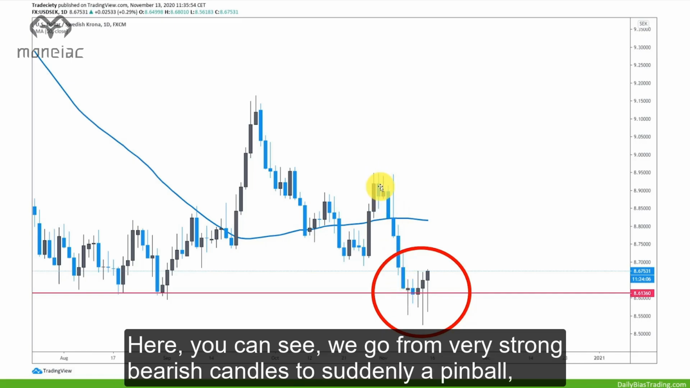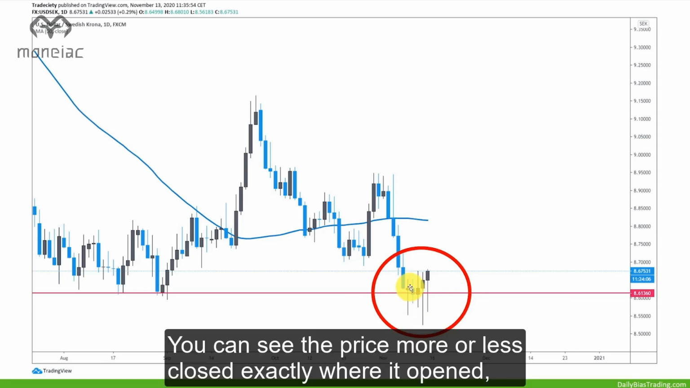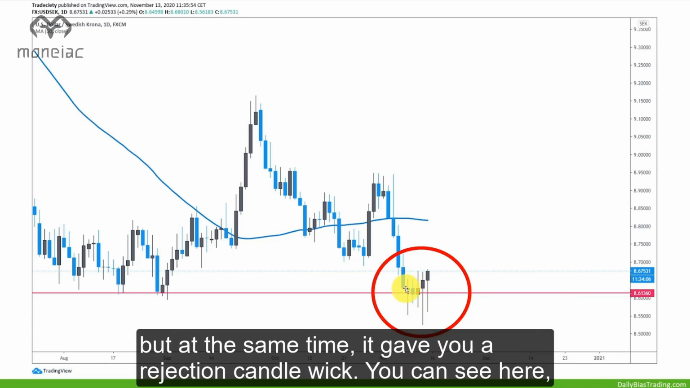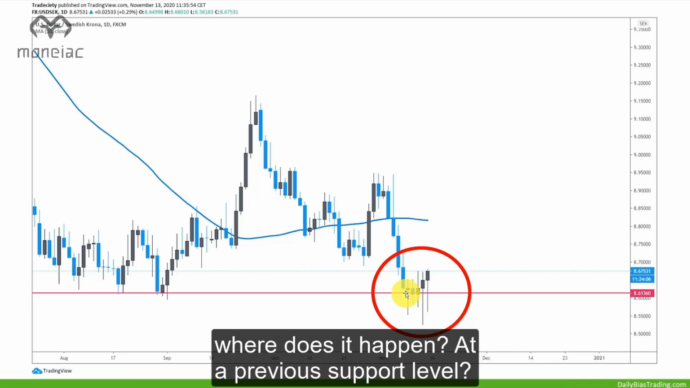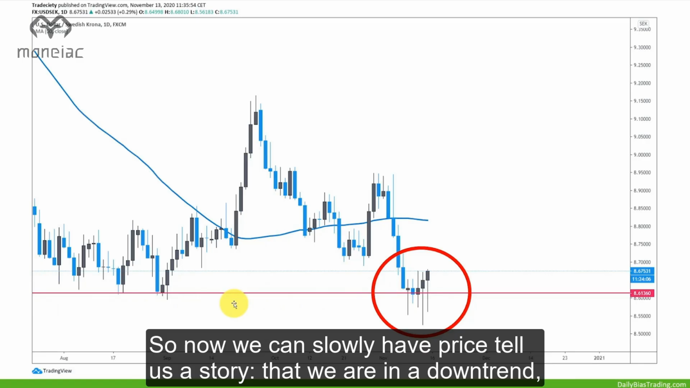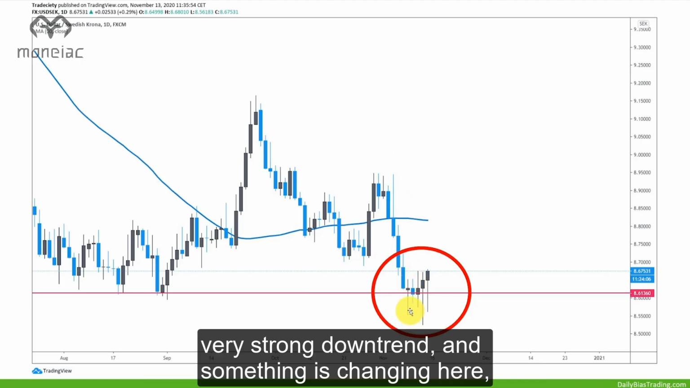Here you can see we go from very strong bearish candles to suddenly a pin bar where the market is struggling to move lower. You can see the price more or less closed exactly where it opened, but at the same time it gave you a rejection candle wick. You can see here the price moved lower, but eventually turned around. And even more interesting, where does it happen? At a previous support level. So now we can slowly have price tell us a story that we are in a downtrend, very strong downtrend, and something is changing here.